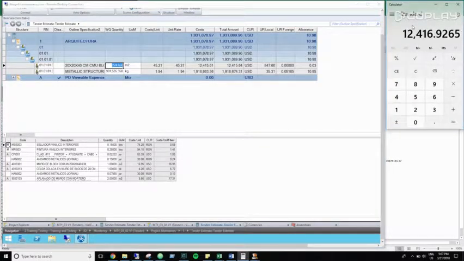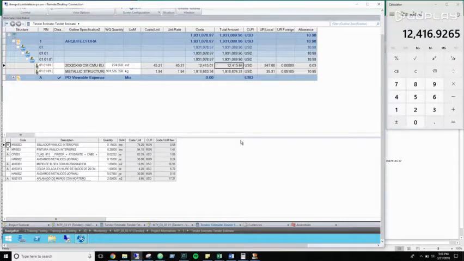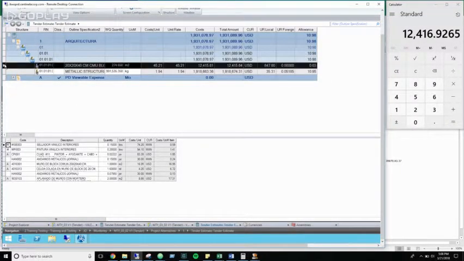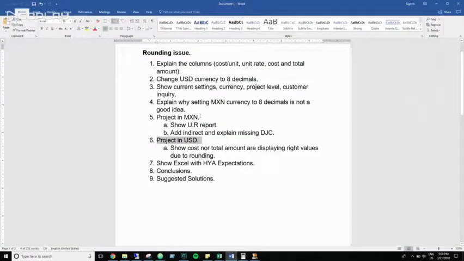And as you can see, neither of these two columns is giving me this. At least with the project set to MXN, I was sure that all the line items that didn't have any USD would get me the right number. But now, with the project set to USD, I'm not getting any right number here. So the next step will be showing Excel with the expected values.